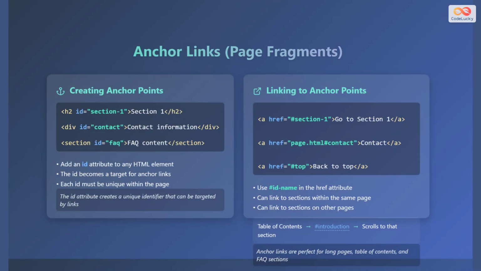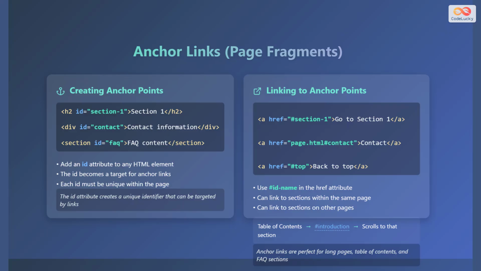Anchor links, also known as page fragments, allow you to link to specific sections within a web page. You can create anchor points by adding an ID attribute to any HTML element, such as a heading, div, or section. Each ID must be unique within the page, as it serves as a specific target for the anchor link.